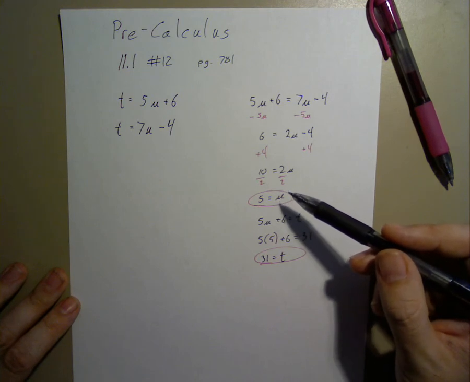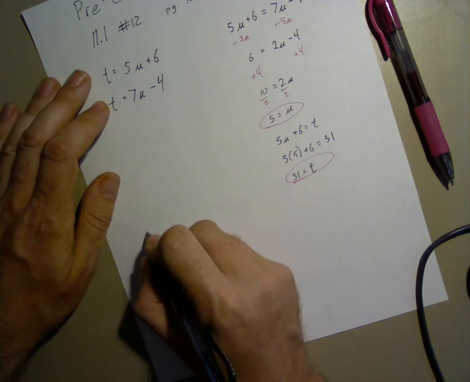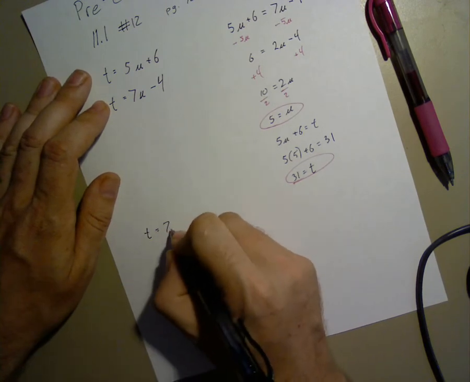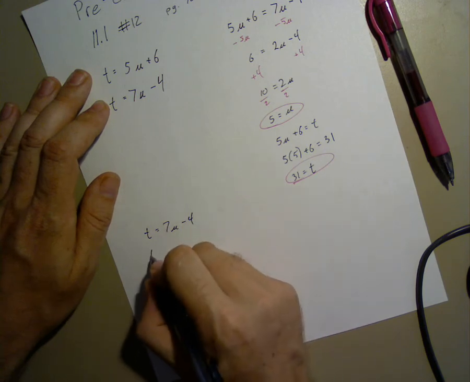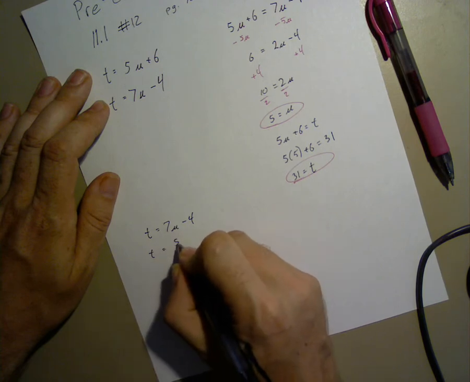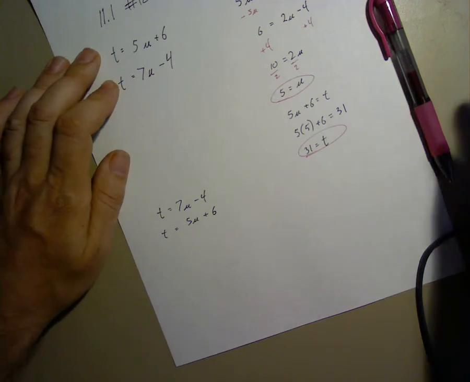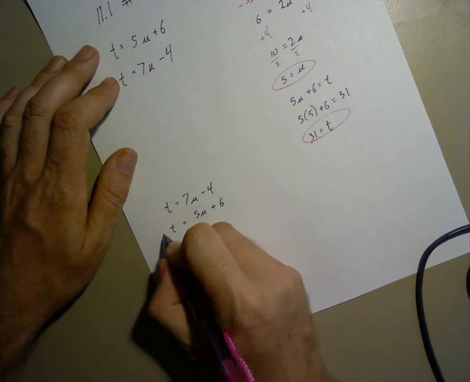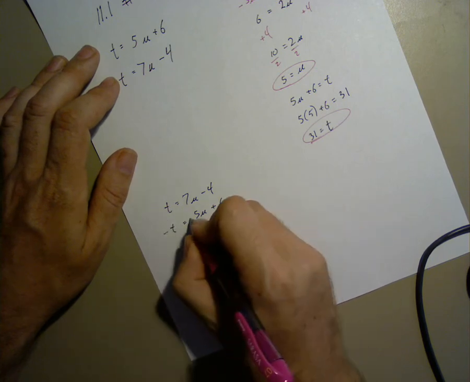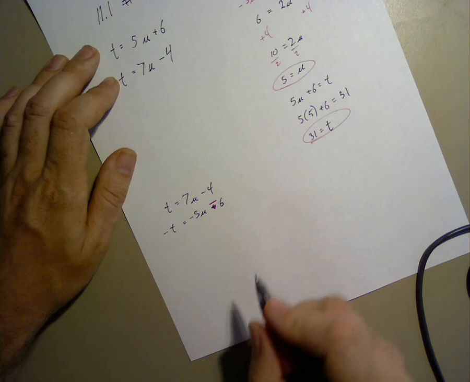We just did substitution. Now I'm going to do elimination. Elimination is very straightforward. We want to write our equations in such a way that we can subtract one from the other. In this case, I'm going to subtract the bottom equation. So I'm going to multiply it times negative 1. You get a negative t, negative 7u, our minus 4 becomes a plus 4.